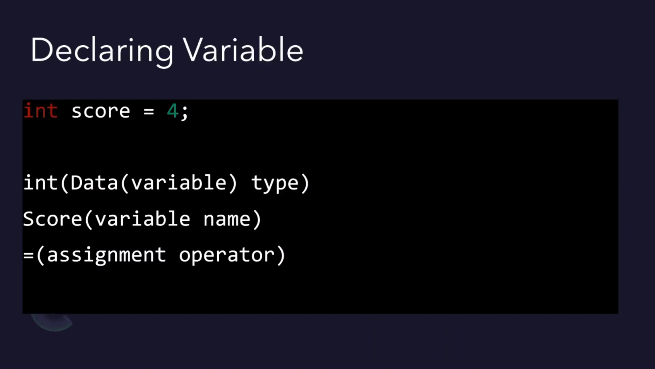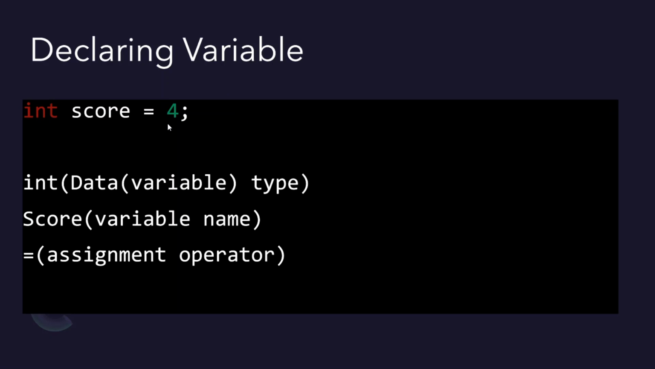To declare a variable, or to create a variable, you specify the type of the variable. In this case, int is the data type or the variable type. And then you name the variable, so in this case, the name is score, and then you use the assignment operator, the equal sign. In Java, the equal sign does not mean you're comparing two values. It means you're assigning something to the variable. And then the value is going to be 4.